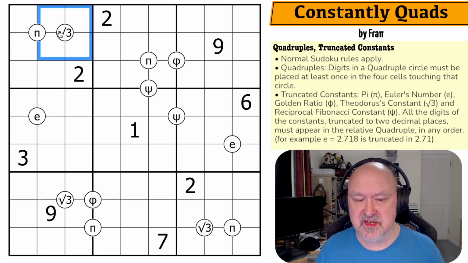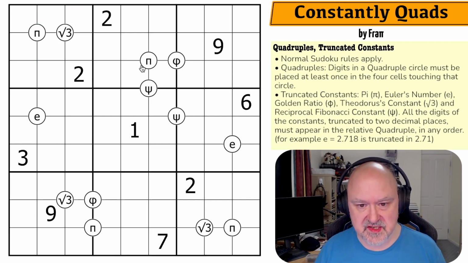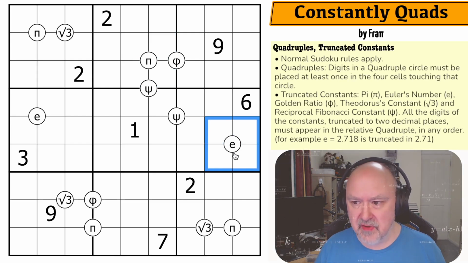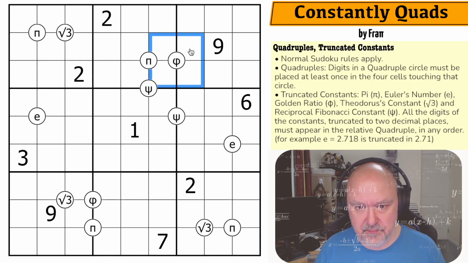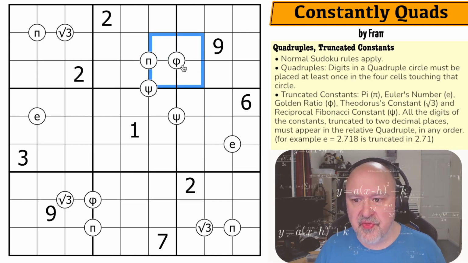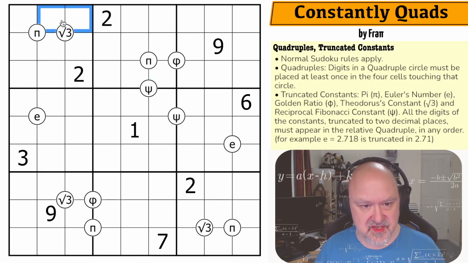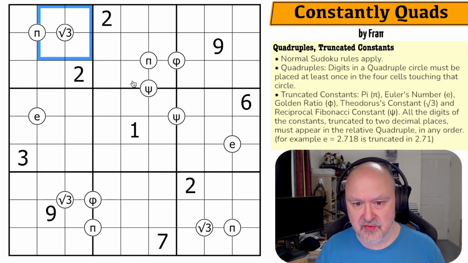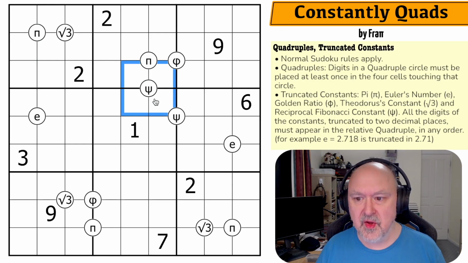Now, bear in mind, this square root 3 does not represent the digit that is meant, but we'll get to that in a minute. Truncated constants. Pi, which is the pi symbol, which is this one. Unfortunately, the rendering font for Sudoku Pad is not perfect for these. Euler's number, which is an E. The golden ratio, which is this symbol, the one in the center of that. Theodorus's constant, which is the square root of 3, and the reciprocal Fibonacci constant, which is the trident symbol.